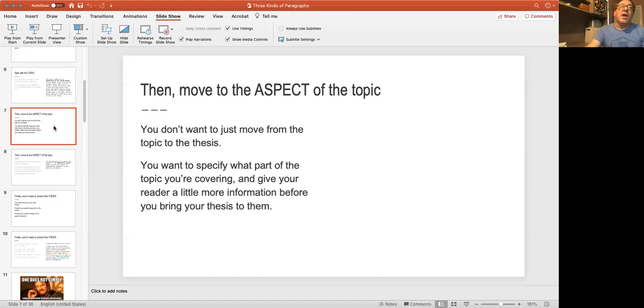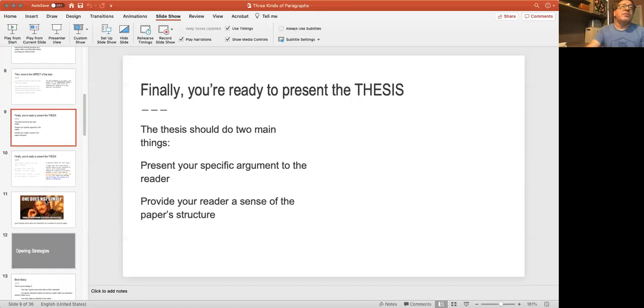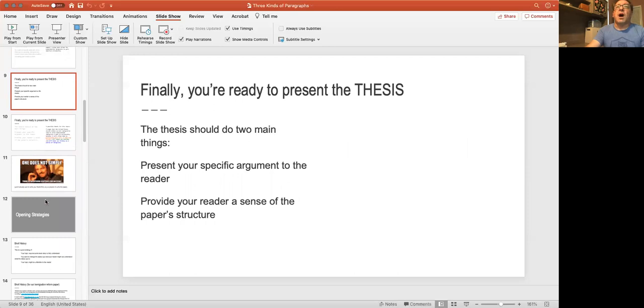of the topic. Again, immigration reform, there's a lot of different aspects. There's a lot of different ways that you could focus a paper like that, a lot of different areas within immigration. We're going to talk about immigration reform in particular, namely a path that allows for undocumented immigrants to gain American citizenship. And then you are ready to present the thesis once you've got the topic and the aspect handled. So that should do two main things, right? You want to present your specific argument to the reader, and then you also want to provide your reader a sense of the paper structure.